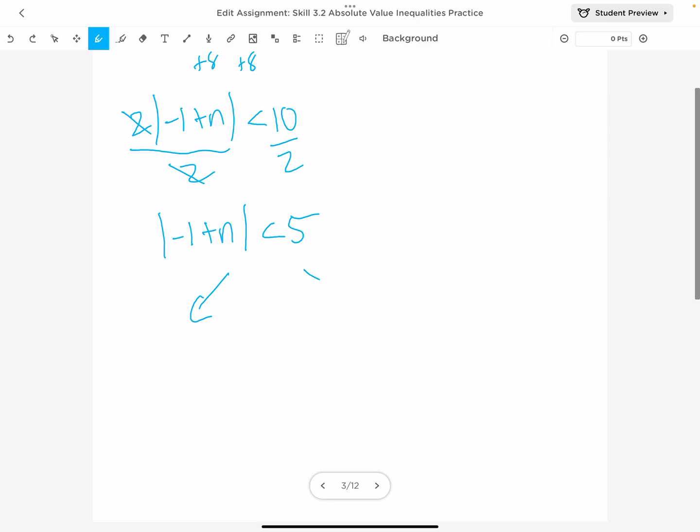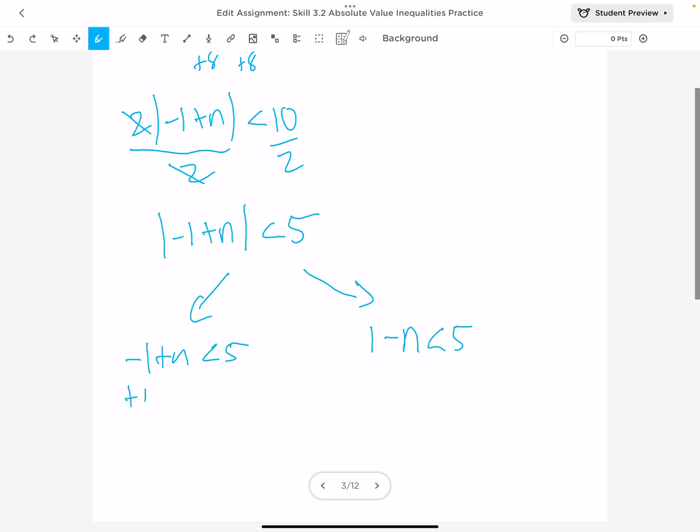I'll kind of do one here and one out here. One we keep the same, that's just negative 1 plus n is less than 5. The other, we flip all the signs inside, and we get 1 minus n, so the negative 1 becomes 1, and the n becomes negative n, is also less than 5.